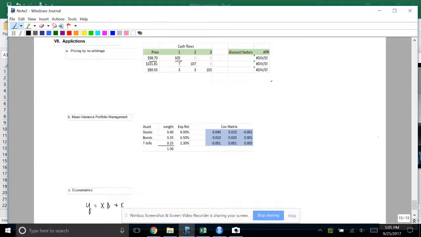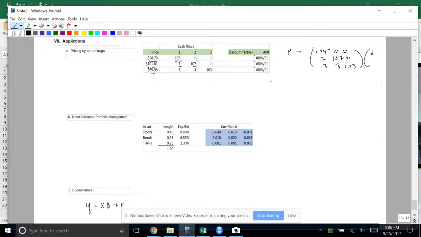We have a 2-year bond that pays coupons of $7 and $7 at maturity plus 100, and its price is 101. And we have the price of a 3-year bond that pays 3, 3, and 103 over the next 3 years. So what we want to do is find some internally consistent prices of bonds. So let's say P equals the cash flows of 105, 0, 0, 7, 107, 0, and 3, 3, 103.